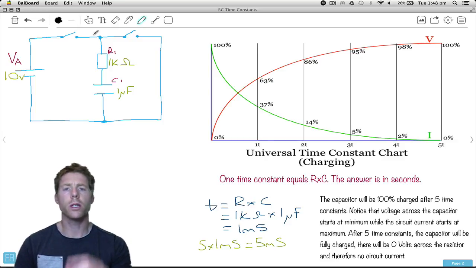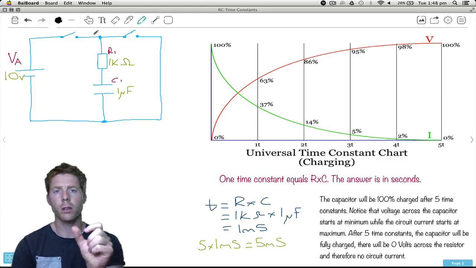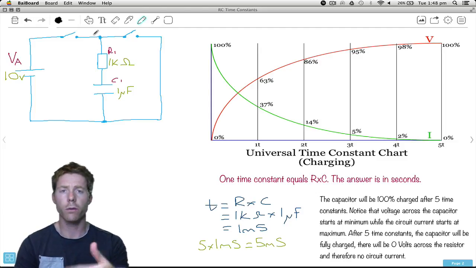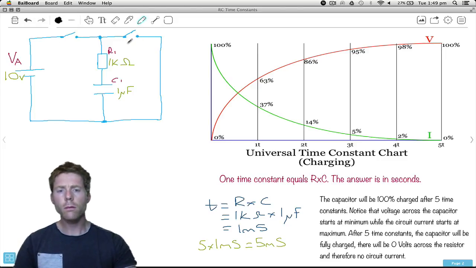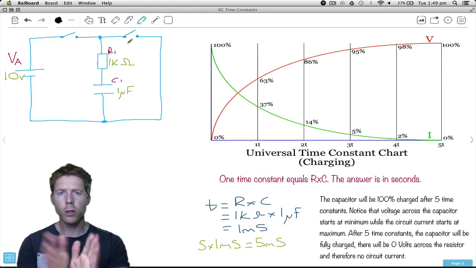The switches I'm using are little buttons, so when you push the button it closes the circuit, so we have a complete circuit like this. That would be closed over there, and when it's not pressed it's open. So two switches. This one is my charge switch, this one is my discharge switch. We'll come back to that in a second.